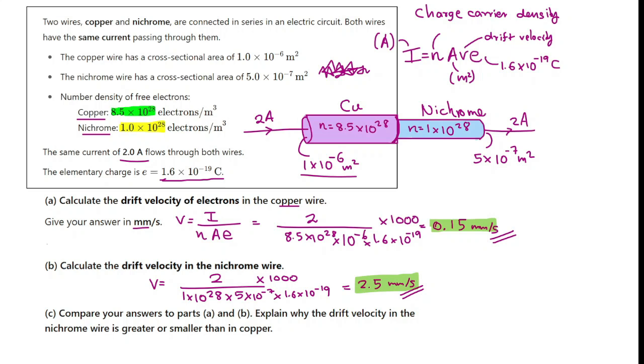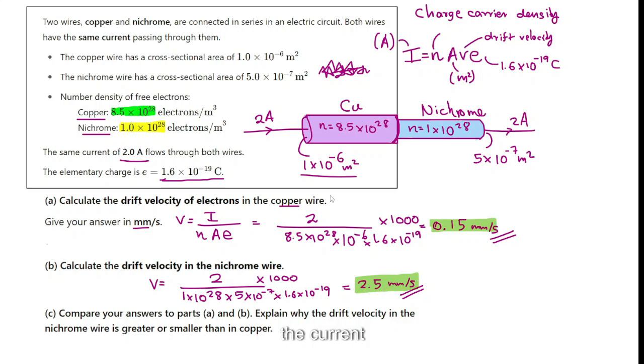Part C. Compare your answers to parts A and B. Explain why the drift velocity in the nichrome wire is greater or smaller than copper. You can clearly see it is significantly greater, 0.15 and 2.5. So why is that? Well, there are two reasons.